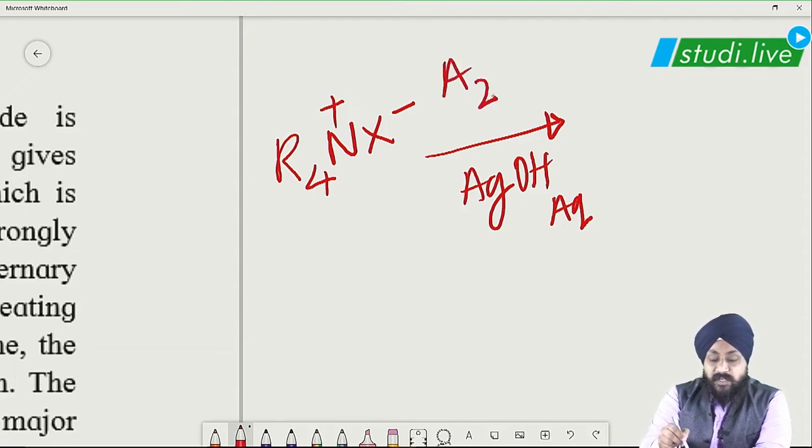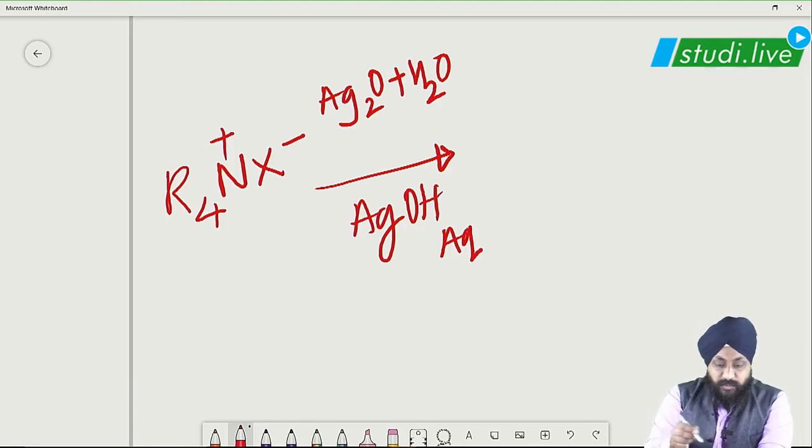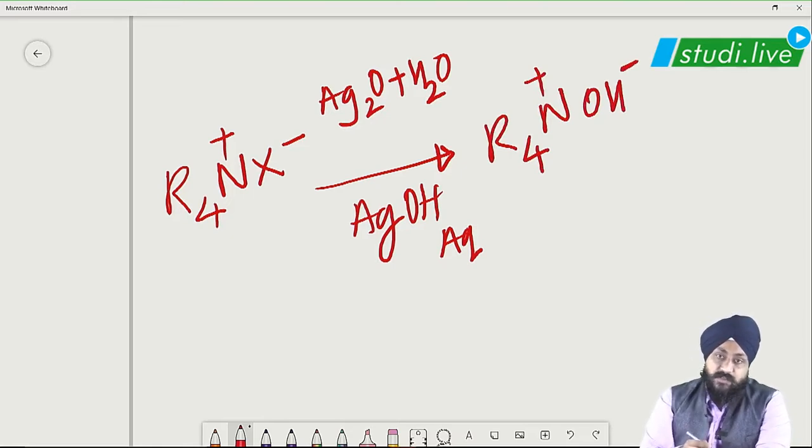So from where do you get this AgOH? When you treat Ag2O with water, you are going to get AgOH. And this AgOH will be replacing the X. So you will get R4N+ and here it is going to be OH−.